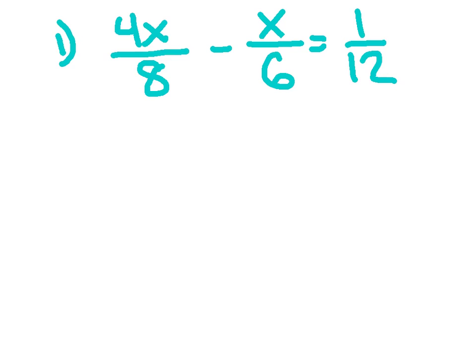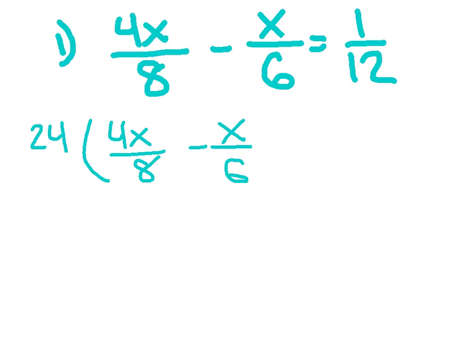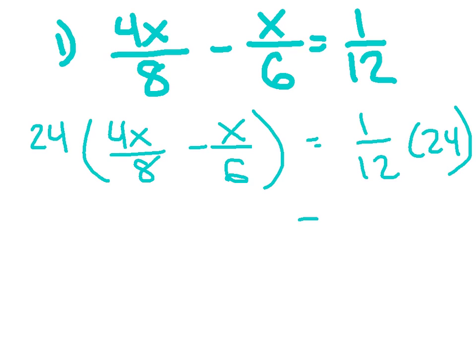Please write on your paper 4x over 8 minus x over 6 equals 1/12. So to solve this, you're going to multiply both sides by the LCD. So first figure it out, and the LCD should be 24. So when you show your work, you multiply both sides by 24. You can either write it as 24 times the whole expression on the left, or you can distribute that 24 to each one already. And after you multiply both sides by 24, you should end up with the following equation.